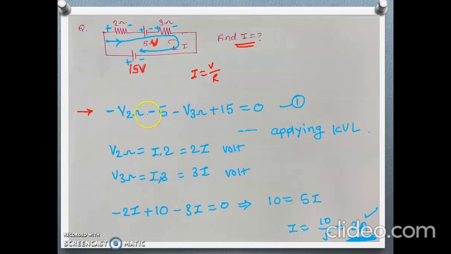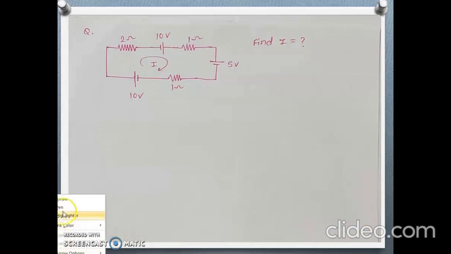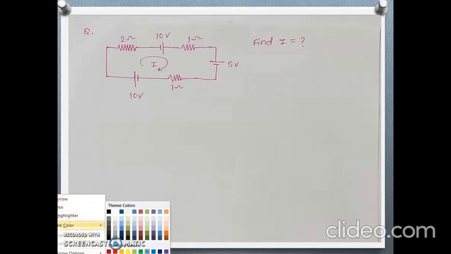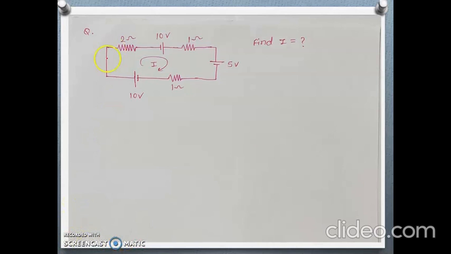In this manner, with the help of KVL, we can find the unknown current when there are a number of voltage sources and resistances connected in this manner. Let's do another example. The circuit is given, and here also we are going to find the value of I, the current flowing through the circuit. The direction is given. If not given, then assume any direction, either clockwise or anti-clockwise.